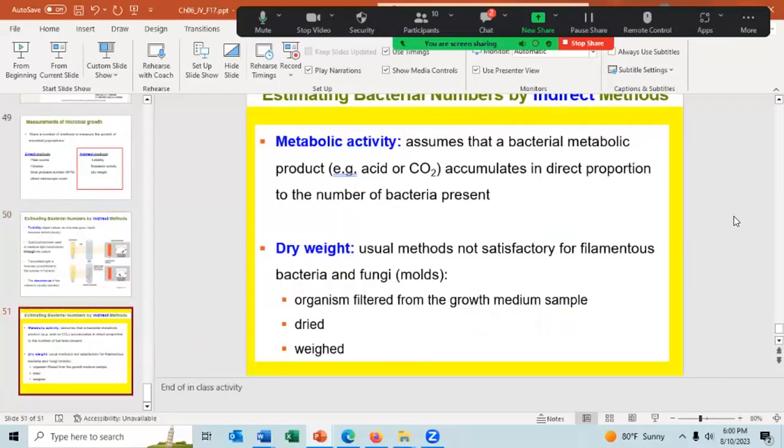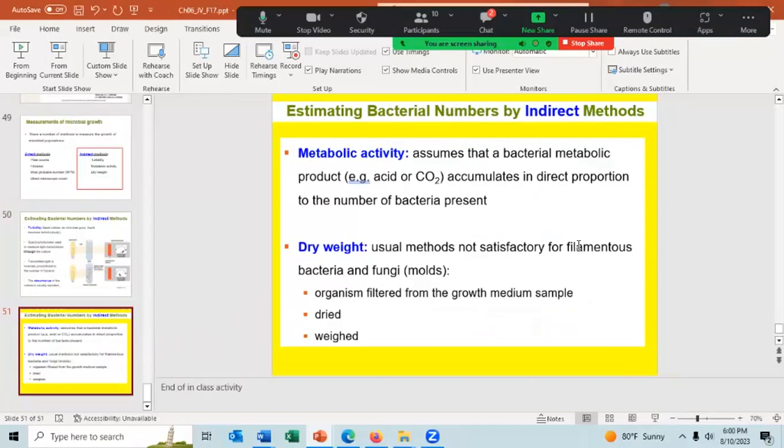Metabolic activity is where you're measuring something like acid being produced or CO2 being produced, and you make the assumption that you get more CO2 or acid if you have more cells present. And then you measure the amount of CO2 being produced, compare it to a chart, and that gives you a method for obtaining the number of cells. Somebody has to go through and measure the amount of CO2 being produced, usually in a given minute of time.